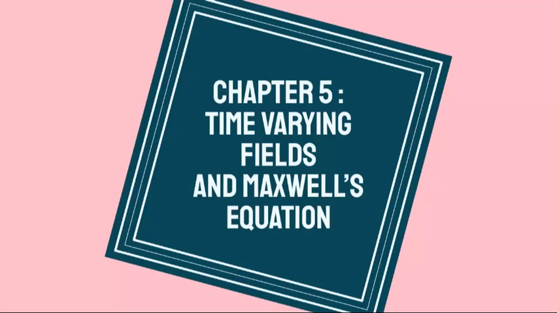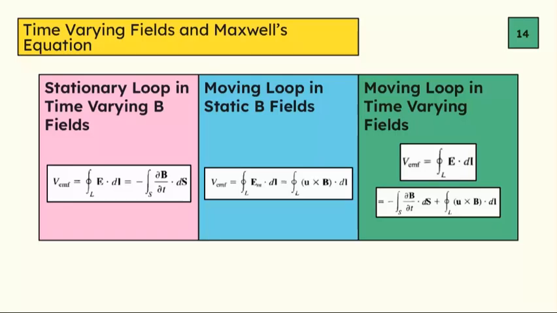Lastly, we're going through chapter 5, which is time varying fields and Maxwell's equation. When the electric and magnetic fields change over time, they generate additional effects that lead to new phenomena. One example is a stationary loop placed in a time varying magnetic field, which induces an electromotive force according to Faraday's law. Similarly, when a conductor moves through a static magnetic field, an induced current is produced due to electromagnetic induction. A more complex scenario occurs when a loop moves within a time-varying field, combining both motion and field variation.